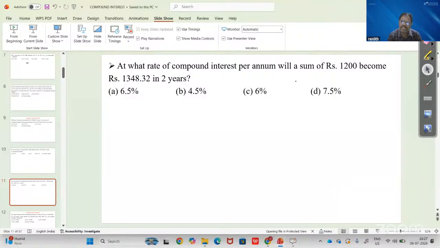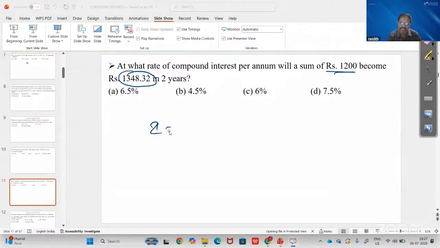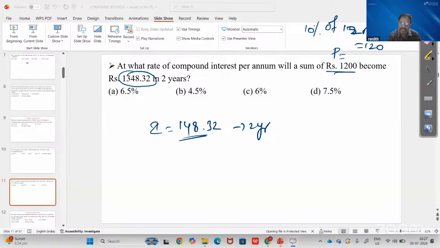So here also it is a very easy one, where principal equals 1200 and the amount I am getting is 1348.32. So the interest is 148.32 for how many years? 2 years, where principal equals 1200. So what is 10 percentage of 1200? It equals 120. But here the value 148 is more than 10 percentage, so 5 percentage is also eliminated.